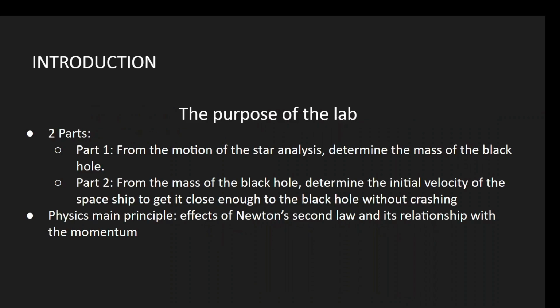The purpose of this lab is divided into two parts. First, from the motion of the star analysis, I'm going to determine the mass of the black hole. The second part, using the mass of the black hole that I got from the first part, is to determine the initial velocity of the spaceship to get close enough to the black hole without crashing. This is trial and error, so I'm going to try many times to find the initial velocity. First, I'm going to talk about the main principles, which are Newton's second law and the gravitational force that acts on these objects.